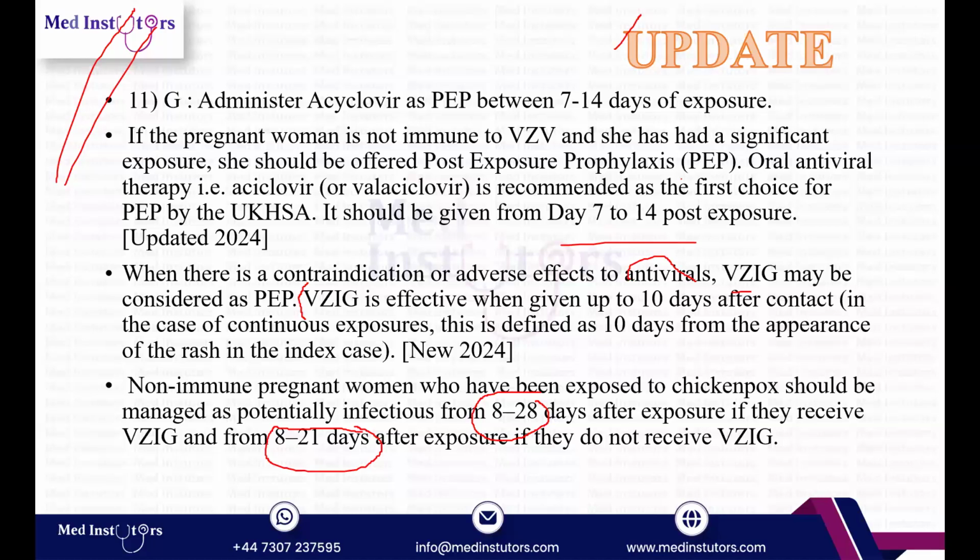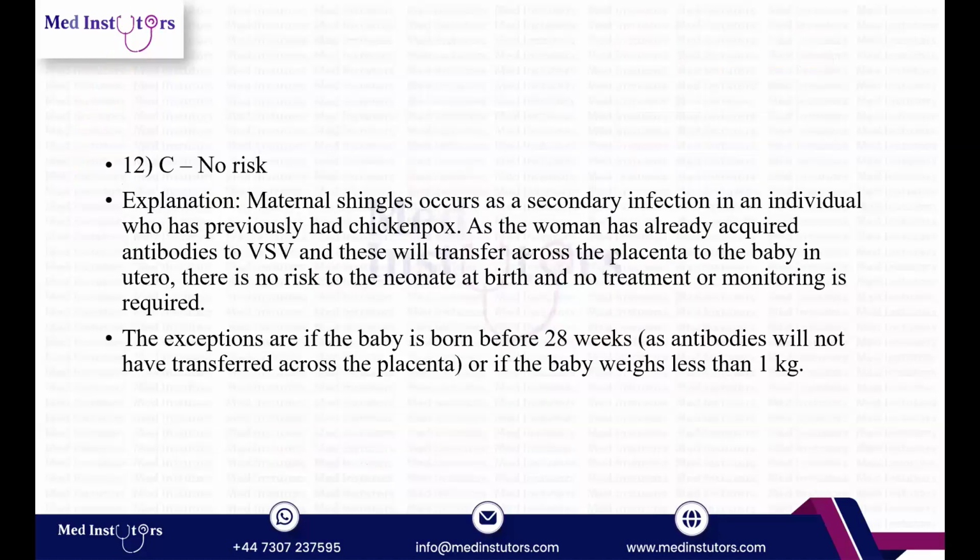Okay, let's move on to the next question. Maternal shingles is something that should not really be stressful because it's a secondary infection. In a secondary infection, the woman will already pass on the antibodies to the baby, so the baby should not have an issue. However, if the baby is born before 28 weeks or is less than 1 kg, then you can consider giving immunoglobulin with or without acyclovir.